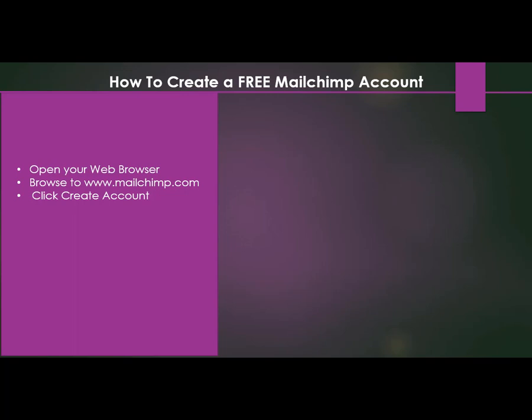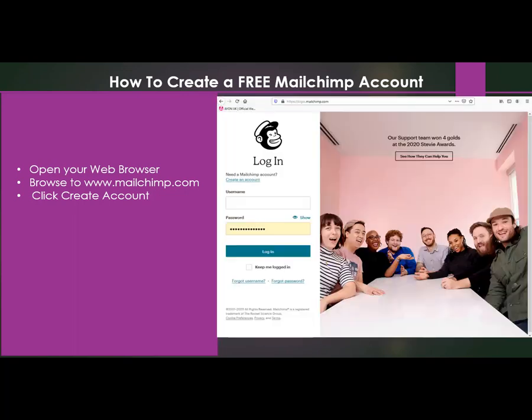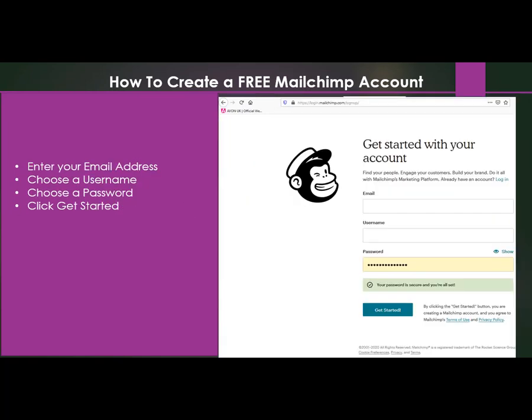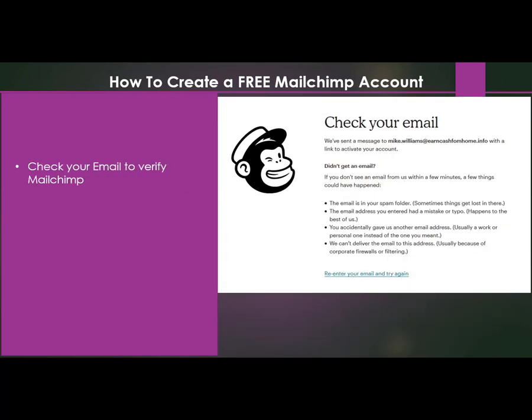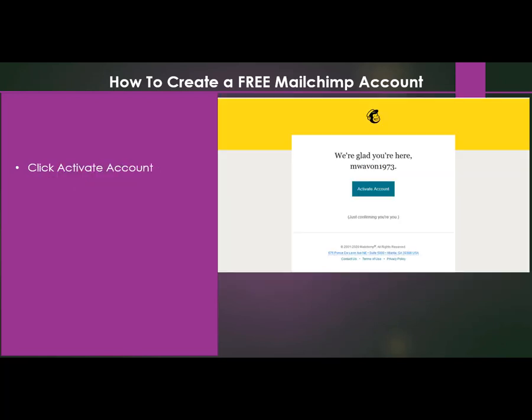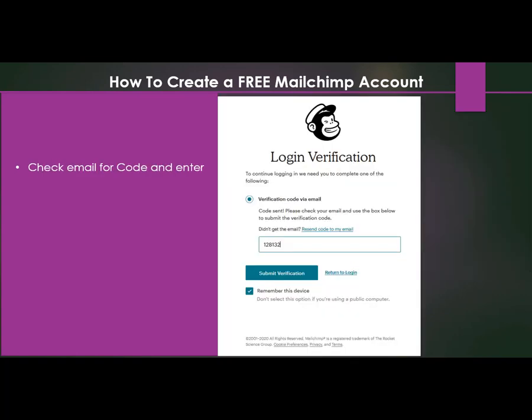If you open your web browser and go to mailchimp.com, please, and then click the Create Account button, you'll see just on the left-hand side. Then you need to choose an email address, a username and password, and click Get Started. When you do that, Mailchimp's going to send you an email. If you pop into your email, you should have an email that looks something like this: "We're glad you're here," and it'll confirm your username. And if you click the Activate Account button, then that'll get you started.